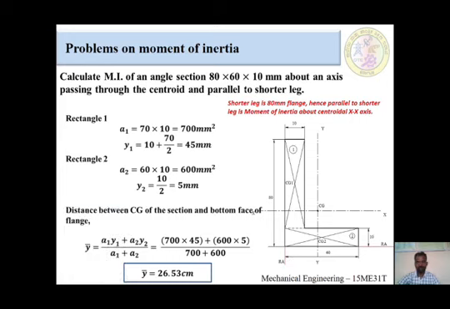Okay, in the problem they have only asked about which axis. They have asked about the shorter leg. Which one is the shorter leg? The shorter leg is the 80 millimeter flange, hence parallel to the shorter leg is the moment of inertia about the x-axis. The shorter leg would be your x-axis. Right. For that reason, we have to calculate the moment of inertia about the centroidal x-axis.